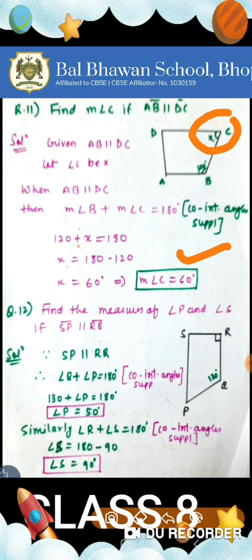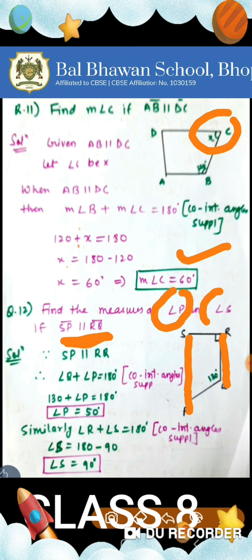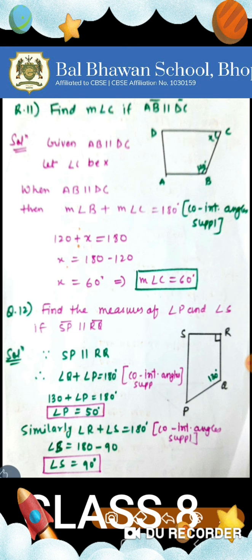Right? Now the next question. The next question says that if SP is parallel to RQ, SP is this side, RQ is this side, it is already given in the question that these two sides are parallel. Then we have to find out the measurement of angle P and the measurement of angle S. Children, whenever two sides are parallel, then we have to see which angle is given and which angle we have to find out. Here you can see that SP is parallel to QR and angle R is given as 130 degrees.